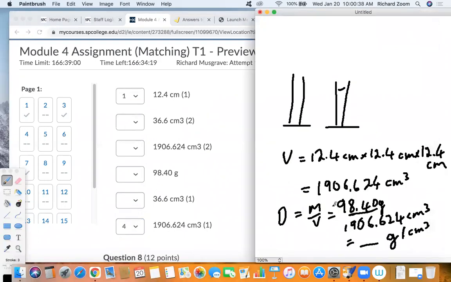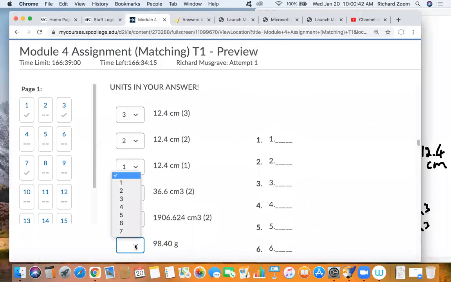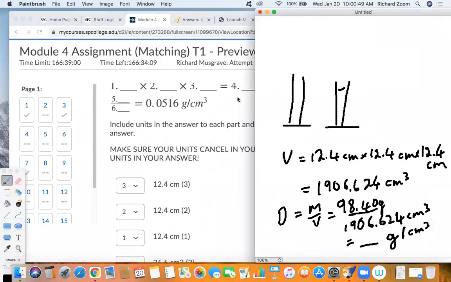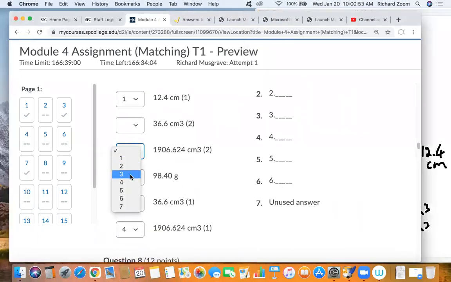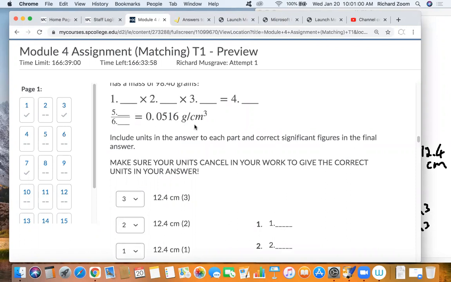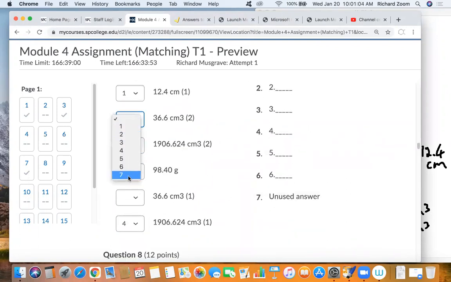And then we've got the mass, which is number 5. And then number 6 will be the second instance of the volume, so number 2 here. And then we have the answer, which should be, well, actually, the answer is already given. So the rest of these would be unused answers, and those you would put 7s in. And that's how you would complete that.